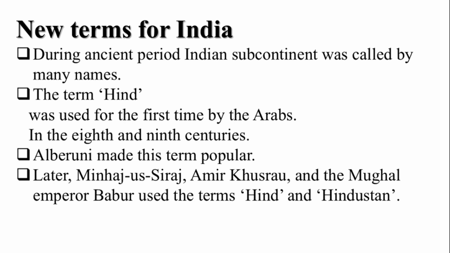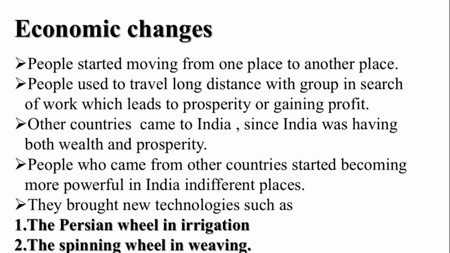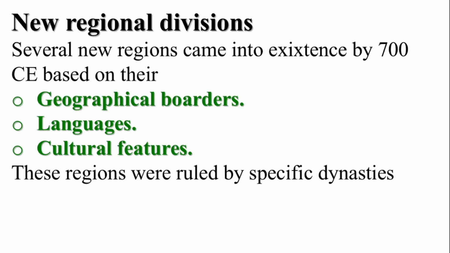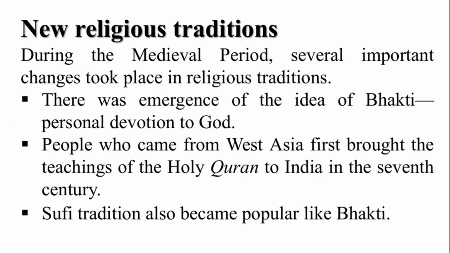Next we studied new terms for India. The rulers, the foreigners, and the other trading people who came from other countries started giving new terms for India and the Indian subcontinent. Then the economic changes that took place in India, the new regional divisions based on geographical borders, language, and cultural features, and the new religious traditions that took place in Indian history. Those are the major topics that we covered today.